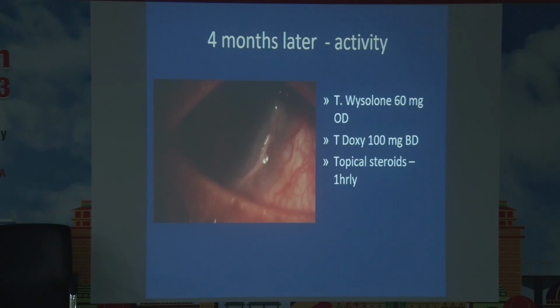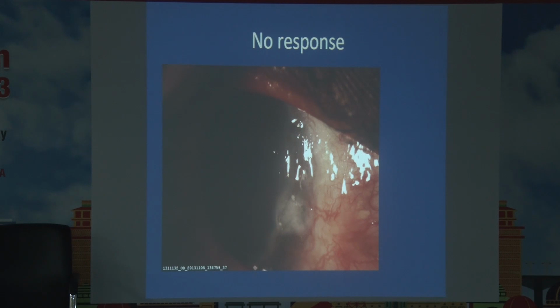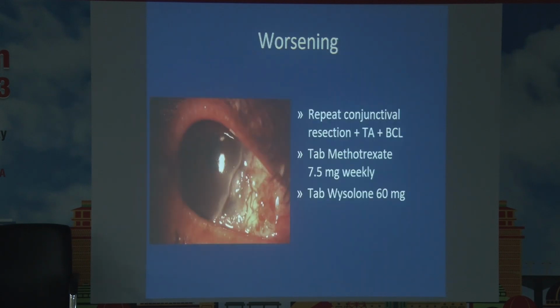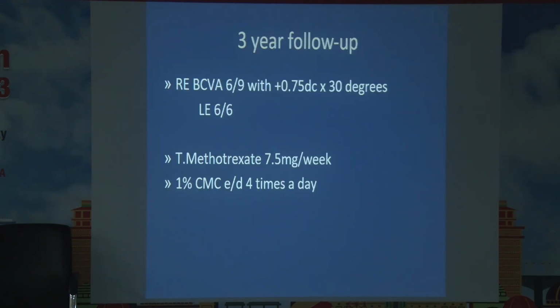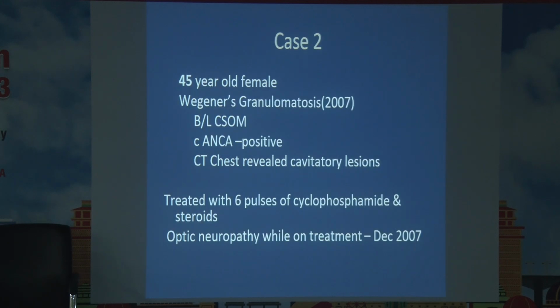But once the glue got dislodged, the disease came back again. We restarted steroids with little effect, but then we had to put him on a repeat conjunctival resection plus DAPACL. This time we started steroids and methotrexate also, and the patient has been on good follow-up. This patient has completed 3-year follow-up now on a very minimal dose of methotrexate, just 7.5 milligram once a week, and is doing pretty well.